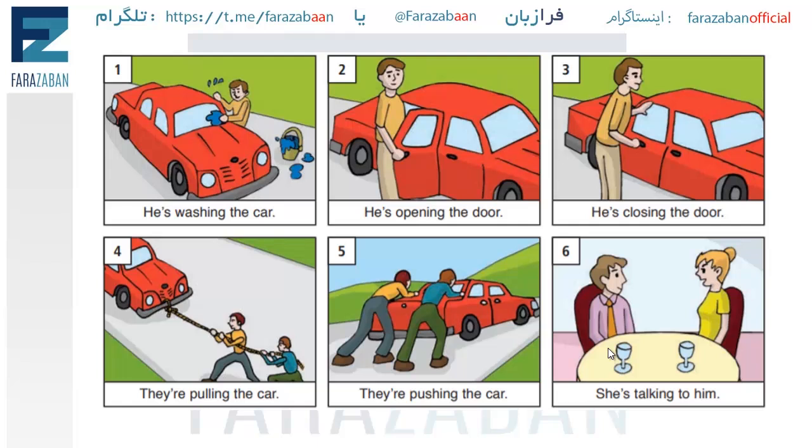Let's practice more. He's washing the car. He's opening the door. He's closing the door. They're pulling the car. They're pushing the car. She's talking to him. داره ماشین رو میشوره. داره در رو باز میکنه. داره در رو میبنده. دارن ماشین رو میکشن. دارن ماشین رو هل میدن. داره با اون حرف میزنه. پس دقت کنید همشون چیزهایی هستن که الان در حال انجامن، در پروسه انجامن.